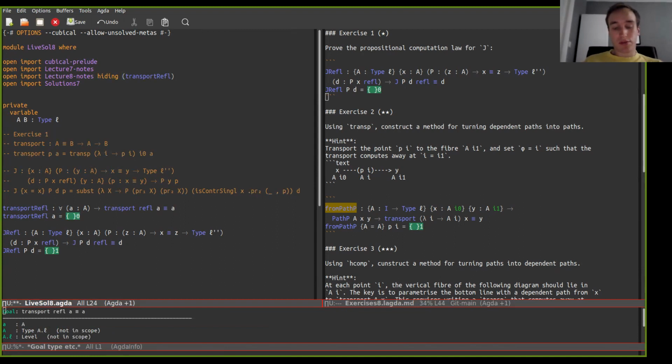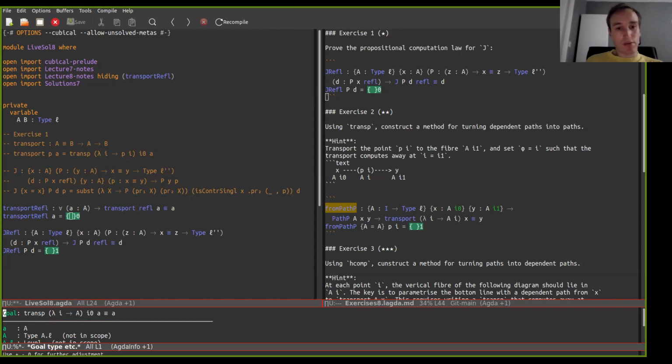So if we type Control U, Control U, Control C, Control comma, then we get the normalized goal, right? I can go to the goal buffer and make it a bit bigger. Here we go. So this transp has a special computational behavior depending on this I0. In particular, if this argument is 1, then this will actually judgmentally compute to A. So when we construct our path in transport-refl, we go through this, and we vary in this argument. It's like a very technical construction maybe.